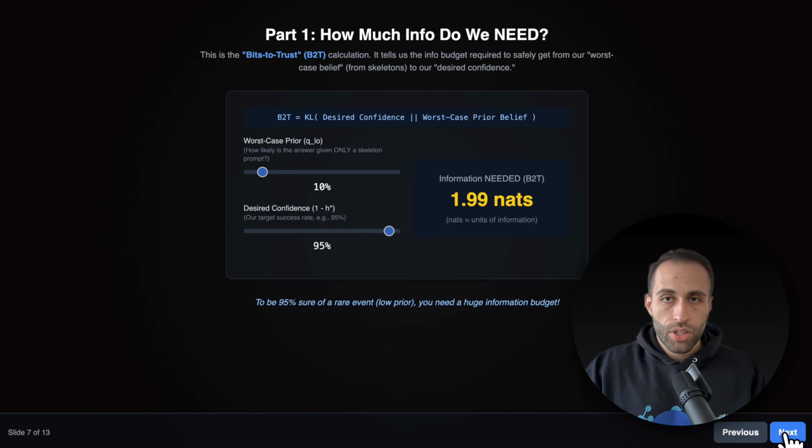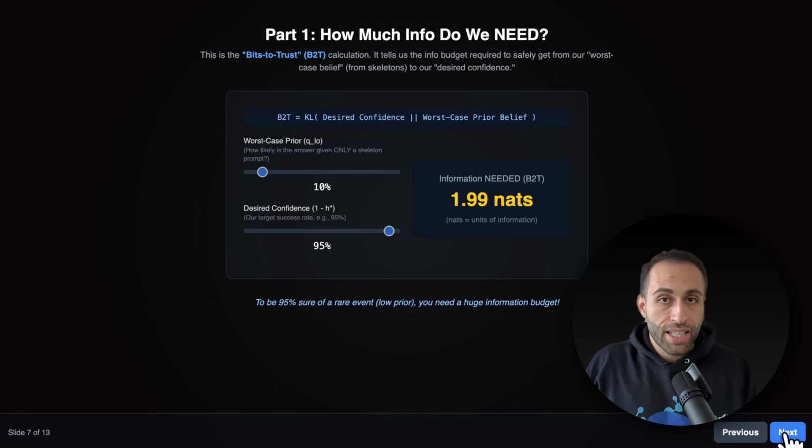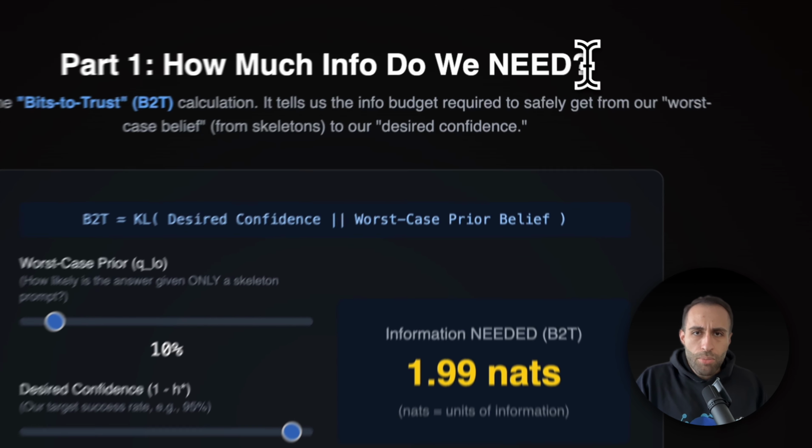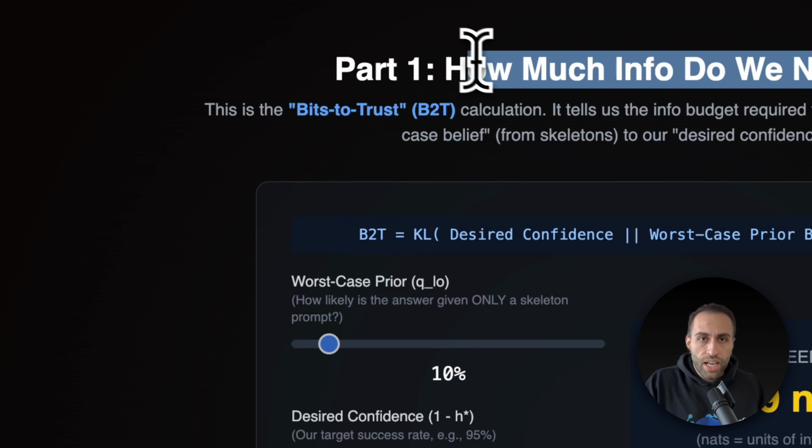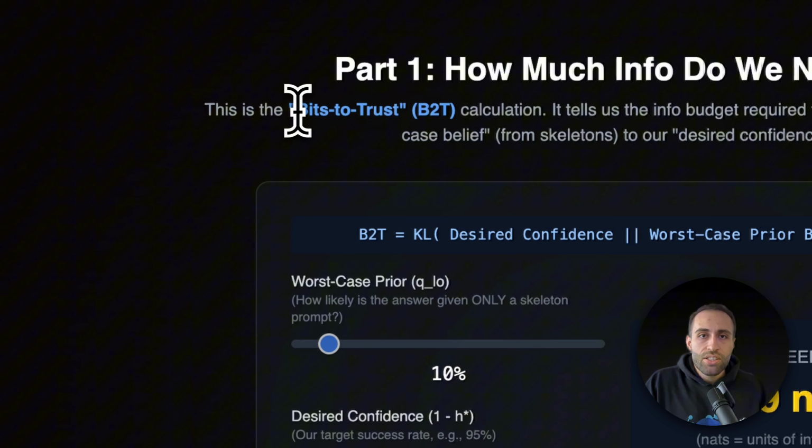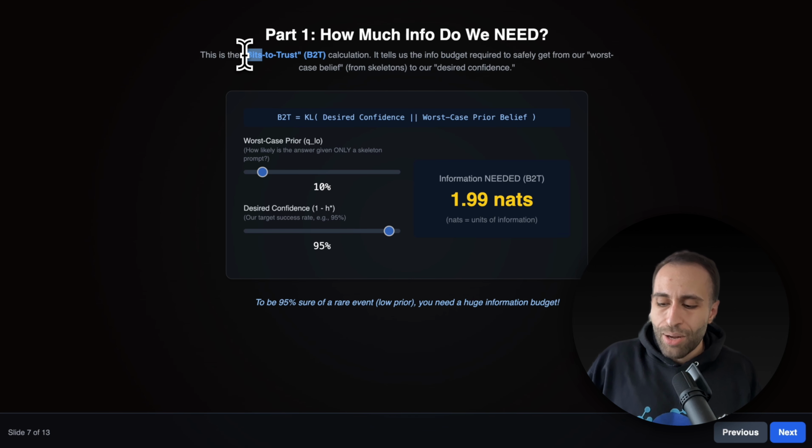So far, we just have one thing needed to approach those formulas. We have created the skeletons, or those weaker prompts, by just masking or changing the order of the facts. But this is just one component we need to start doing our calculations. So what else do we need? The first part that goes beyond just the prompt is how much more info we need, and how we calculate that. They call it bits to trust, B2T. Bits is the unit of information that is specified in the paper, but to keep it simple, it's about how many more units of information I need to trust the answer that the language model is going to generate. And we can calculate that.